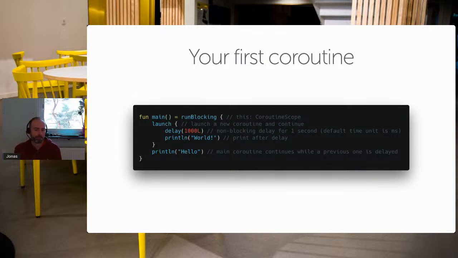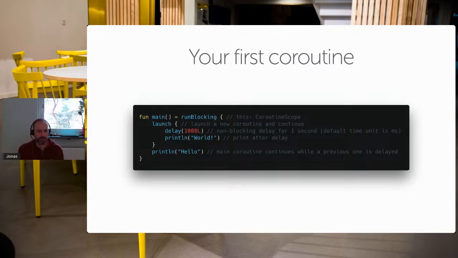So if we look at a simple first coroutine, we need, as I said, a scope. So for a very simple app, or more of a command line app, you can call something called runBlocking, which creates a scope. And within the scope, you call launch. And within this launch block is where you call your suspending functions. And when they are called, the contents within the launch block are moved to the background.